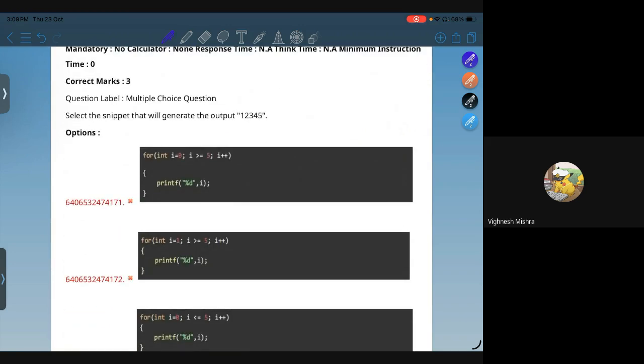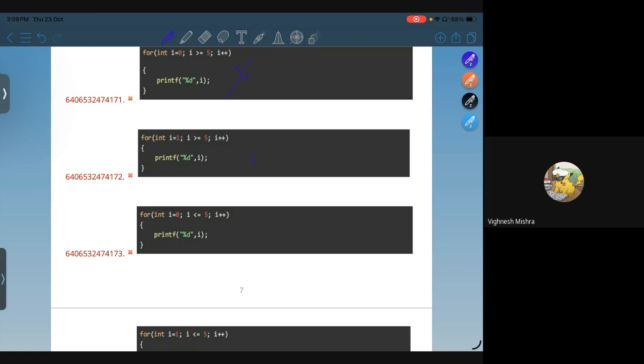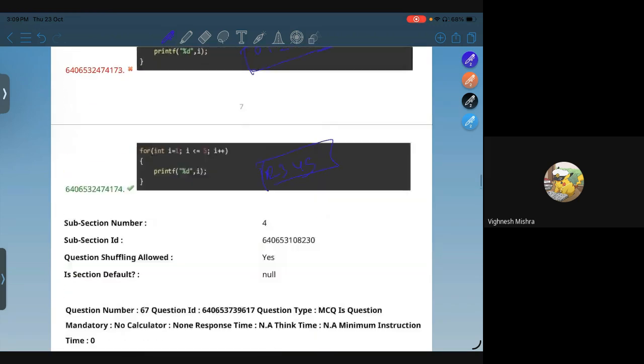Select the snippet that will generate the output 1, 2, 3, 4, 5. This will generate 0, 1. Oh wait, this won't generate anything. 0 is not greater than 5, so this won't do anything. Then this is 1. 1 is not greater than or equal to 5, so it also fails here and won't print anything. Now this is 0, so this will generate 0, then 1, then 2, then 3, then 4, then 5. This will print 1, 2, 3, 4, 5. That's what we need. Yep, this is the correct one.